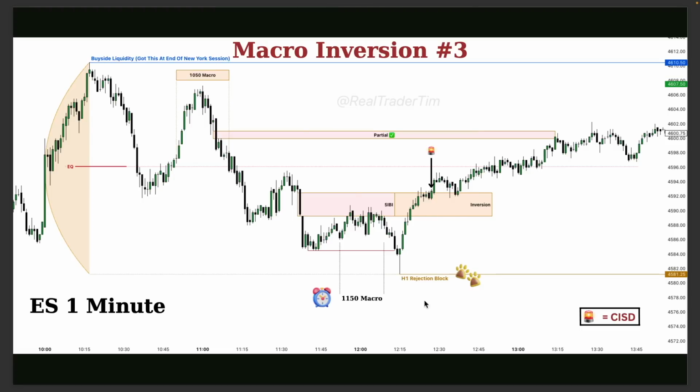Okay, so everything that occurs right here in this little fractal of price action on the 1 minute chart is telling us that it's reasonable for us to expect longs. Now, we would target buy-side liquidity as our terminus, and as you can see here, we got this at the end of the New York session.